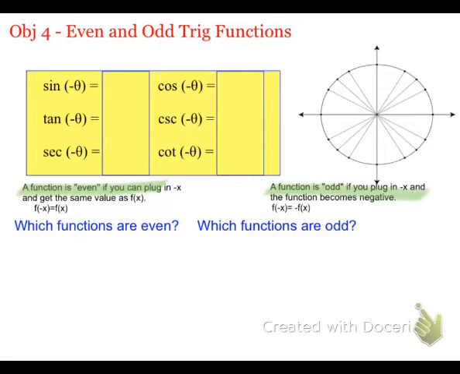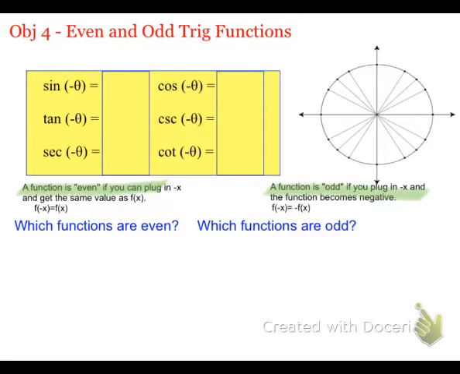A function is even if you can plug in negative x, or the opposite of x, and get the same value as if you plugged in f of x, so just plugging in x. So f of negative x gives you the same value as f of x. A function is odd if you plug in negative x, but the actual answer becomes negative. So that's when you get f of negative x equals the opposite of f of x.